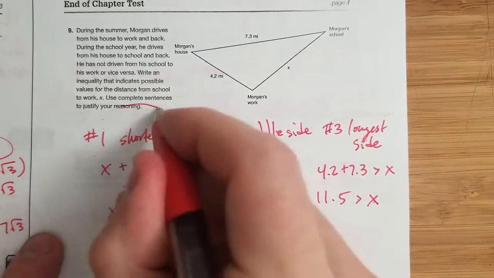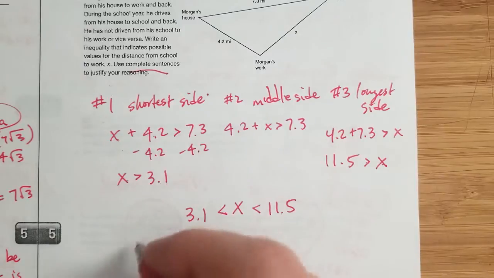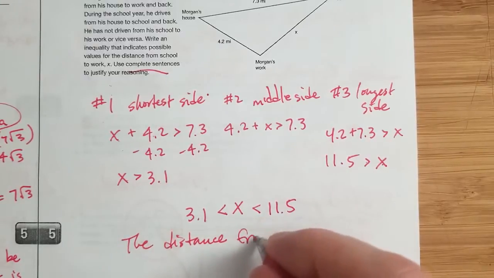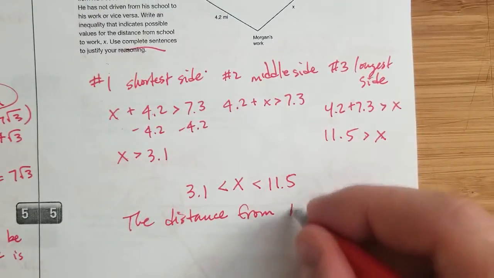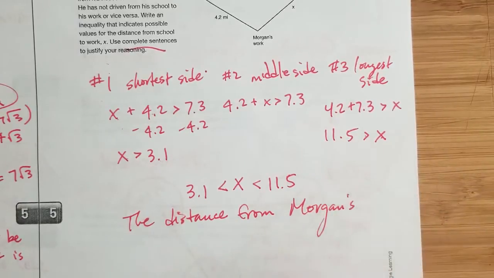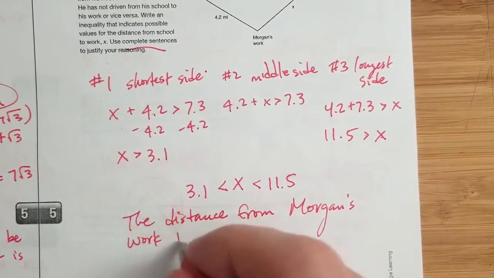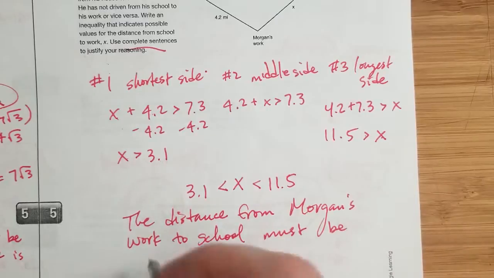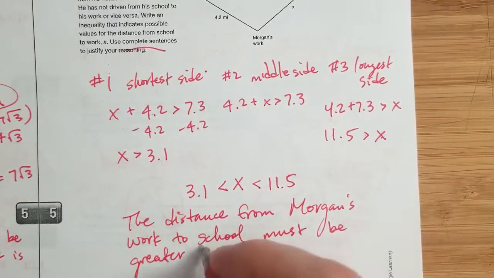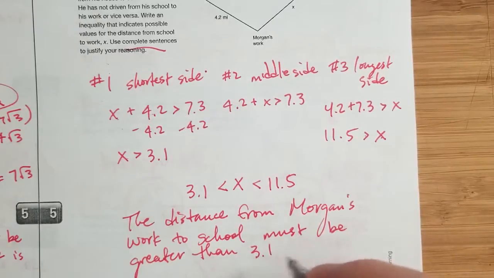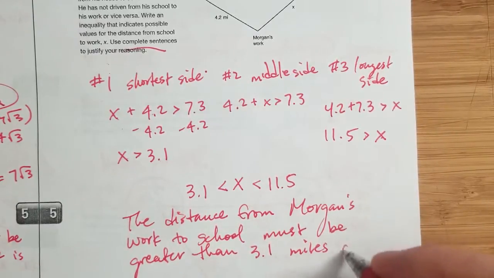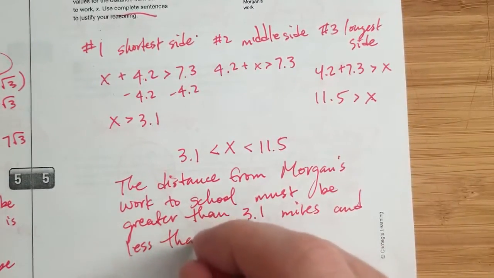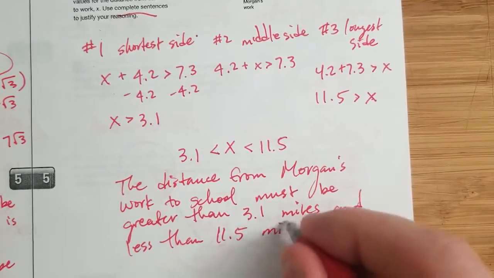And if we were going to write this in a complete sentence, we would say that the distance from Morgan's work to school must be greater than 3.1 miles and less than 11.5 miles.